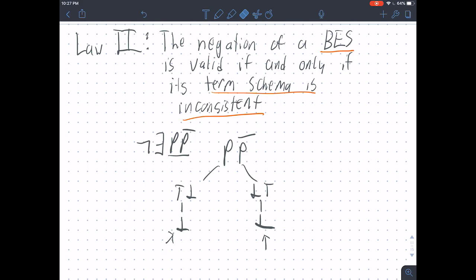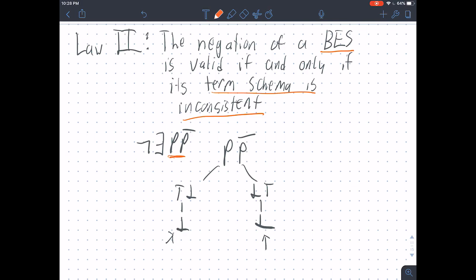Yeah. This one's also not that bad. So if you run into a single negated Boolean existence schema, all you do is test the Boolean term schema of that existence schema, so the P and not P, using truth value analysis. And if it always comes out false, then you know that the negation of that is always going to come out true, and it is valid, right?